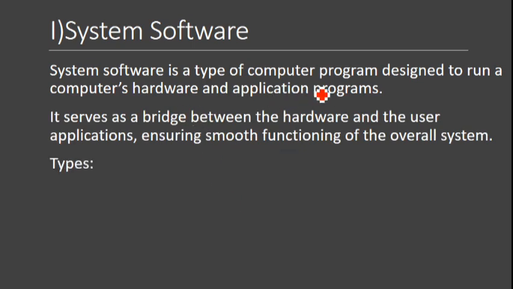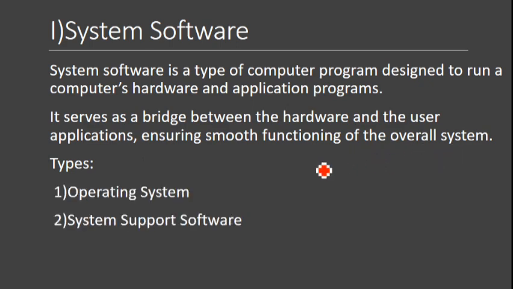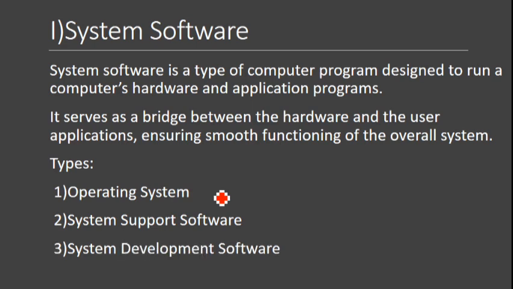System software is a type of computer program designed to run a computer's hardware and application programs. What is meant by application programs? Web browsers, different apps. It serves as a bridge between the hardware and user applications and ensures smooth functioning of the overall system. There are three categories of system software: operating system, system support software, and system development software.